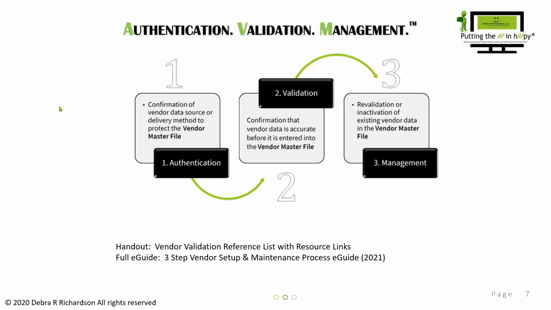Okay. Now, the third step is management, where you revalidate or inactivate existing vendors in your vendor master file on a consistent basis, and I do mean consistent basis. So inactivating those vendors you haven't done business with in 15, 18, or 24 months, and then checking for duplicate vendors and revalidating active vendor data to make sure there are no changes, and just making sure they've not been added to a watch list since you originally set them up or modified them last.